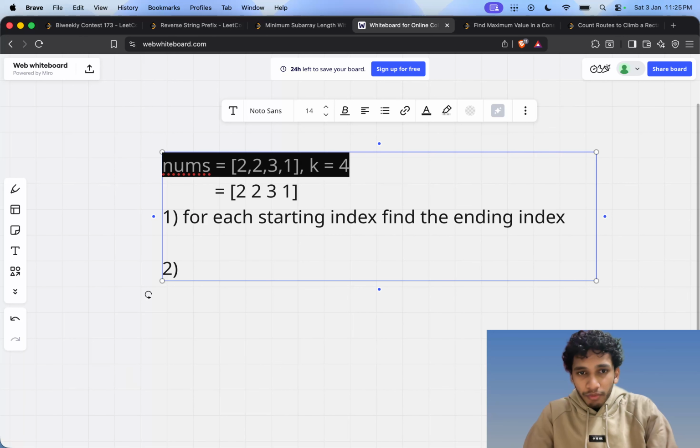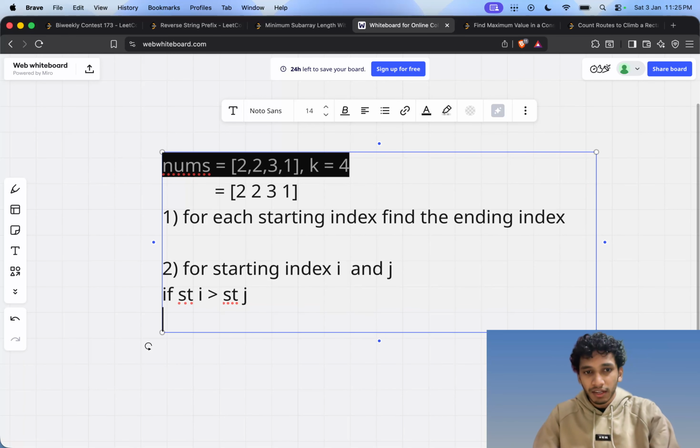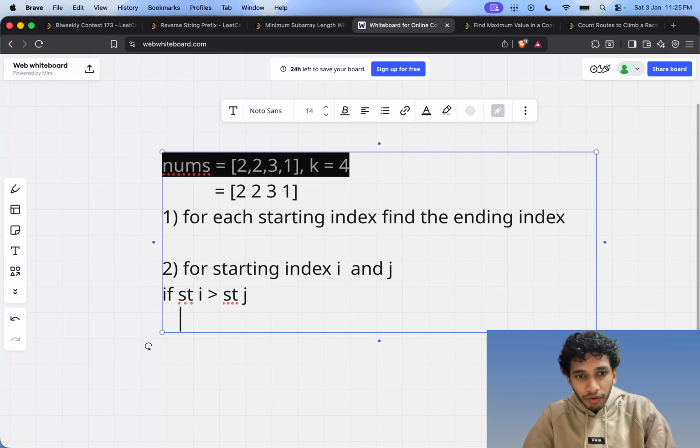So one of the key observations here is for starting indices i and j: if the starting index i is greater than the starting index j, that is, i is greater than j, for example this 2 and this 3, then the ending index of i will also be greater than the ending index of j.